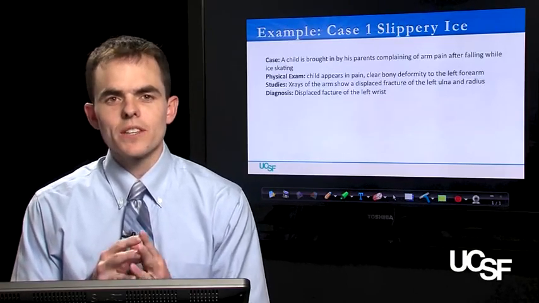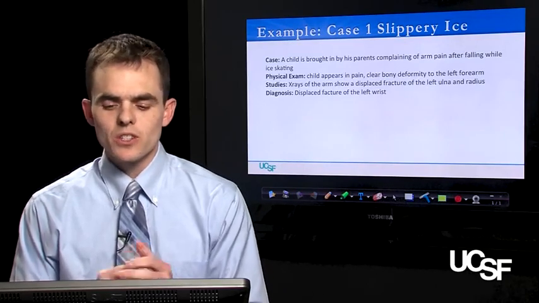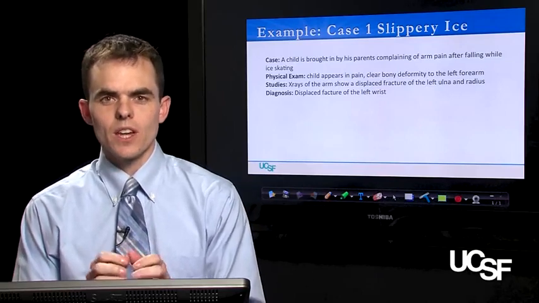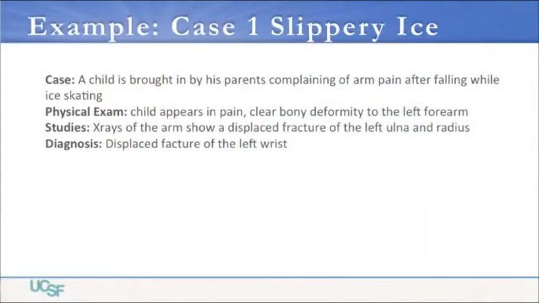So to appreciate a little bit further how dynamic these patient illness scripts are, let's just go through two cases. The first case I would consider kind of a linear or straightforward case. Let's imagine a child is brought in by his parents complaining of arm pain after falling while ice skating. You do a physical exam, and he appears in pain, and there's clear bony deformity of his left arm. So you order an x-ray, and the x-ray, as you expected, shows a displaced fracture of the left ulna and radius, and you make your diagnosis of a displaced fracture of the left wrist.